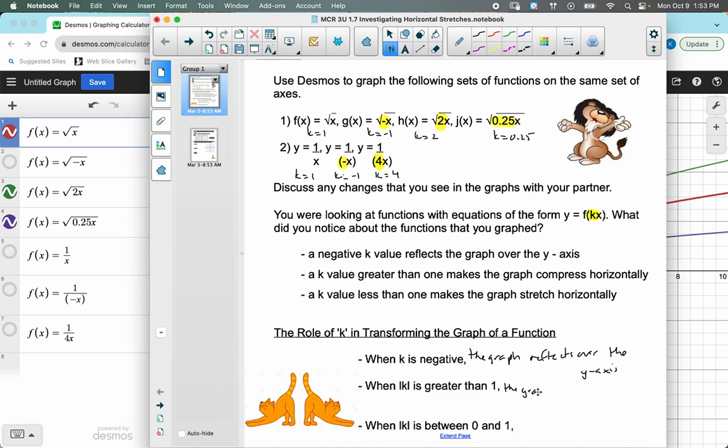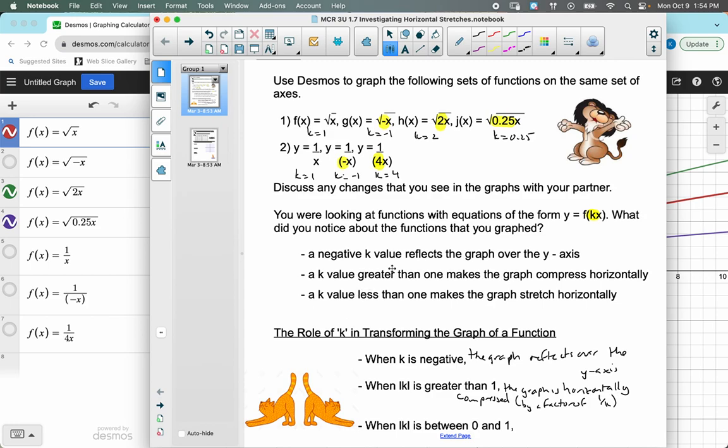We're going to say the graph is horizontally, sorry for the bad writing, compressed. Here's where it gets tricky. We still say by a factor of, like when we stretched parabolas and things, but it's 1 over k. So if my k value is 2, I would say it was horizontally compressed by a factor of 1/2. Okay?